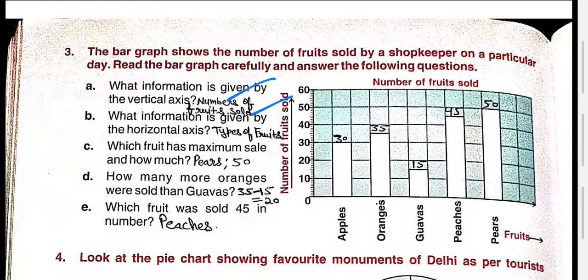What information is given by the horizontal axis? So just see what is written here. Here they are fruits, or you can say they are the types of fruits. So you write here types of fruit.